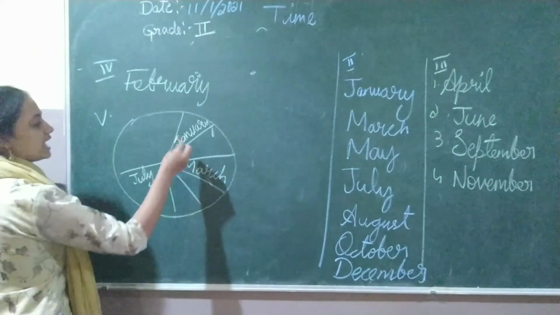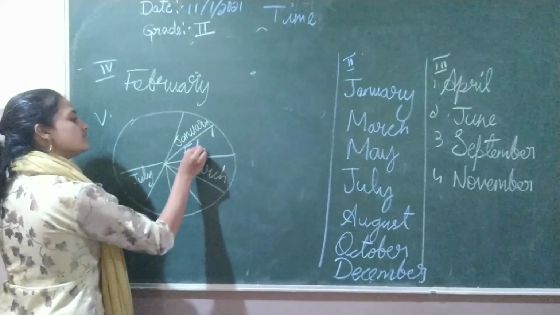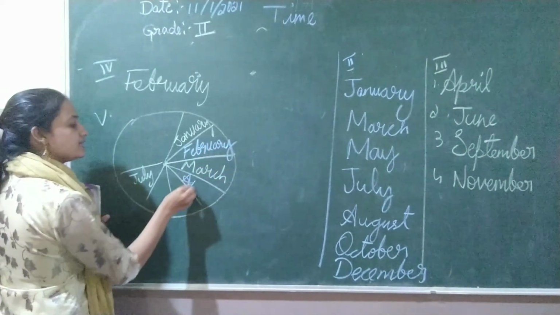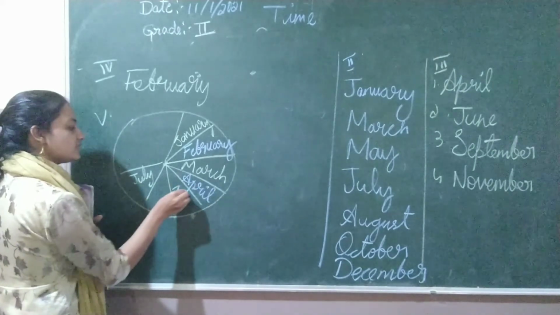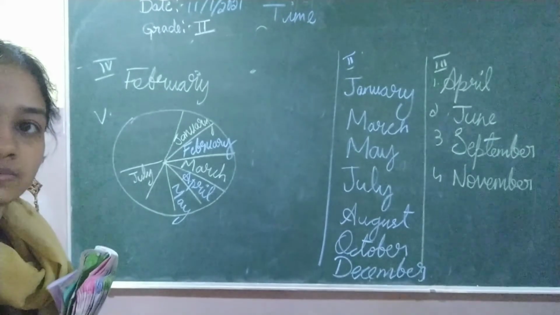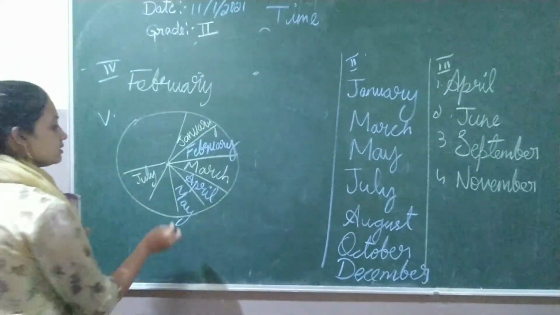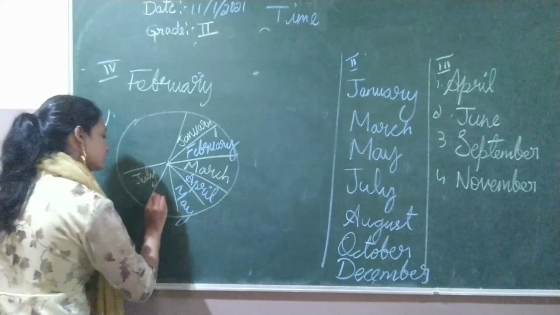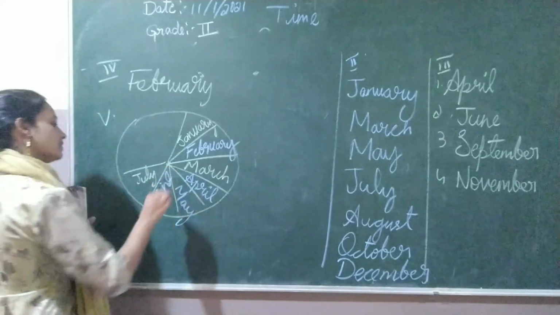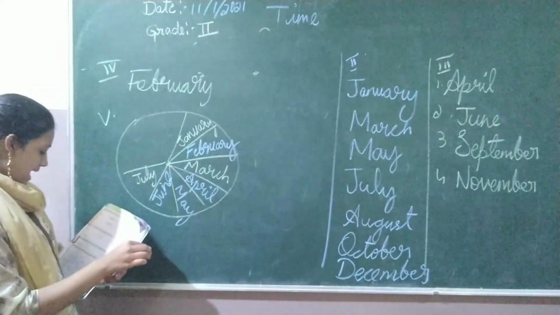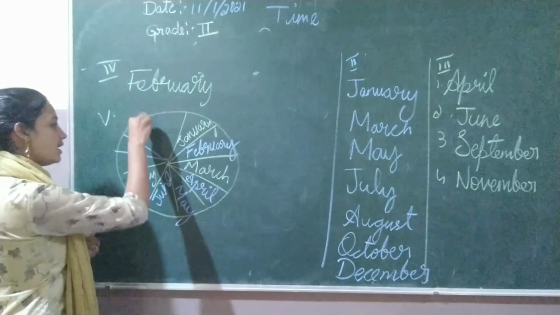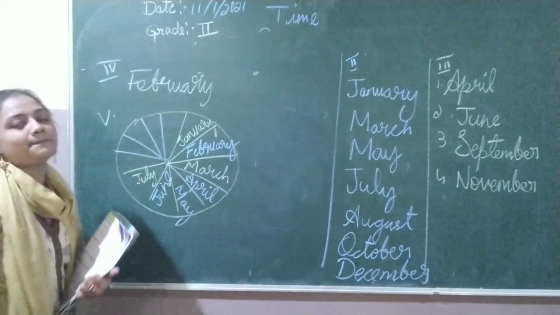So next after January I have February, March, April. Next is May. Next is June. So I have written till here. Other blanks I want you to fill out, children. After July, August, September, October, November, December.